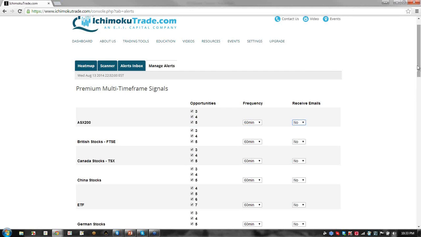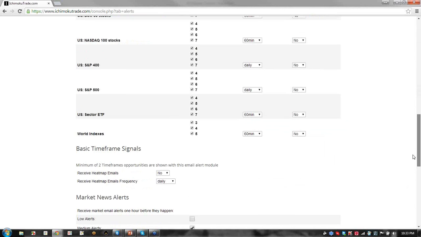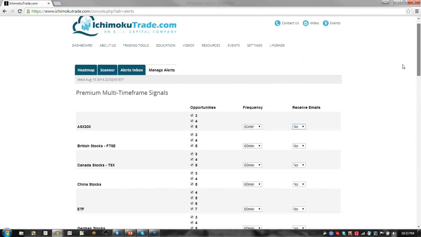Okay? So notice everything on mine is set to no. The reason why is I don't want my personal email flooded. I'd rather just come to the website, come over to the alert box, and find everything that's going on, and we're going to show you what that is in just a moment. Everyone okay with that? Yes?